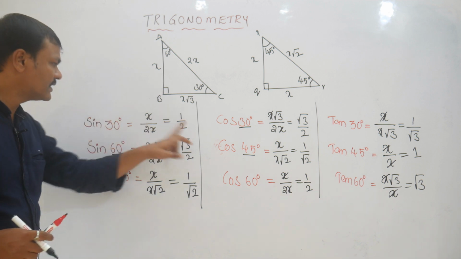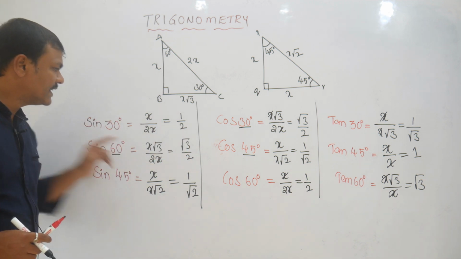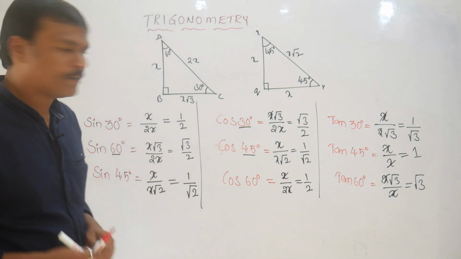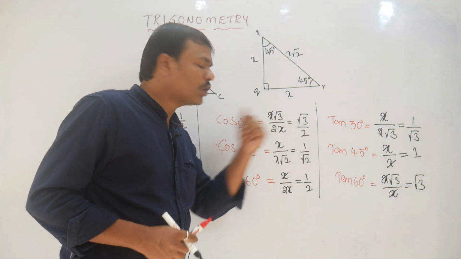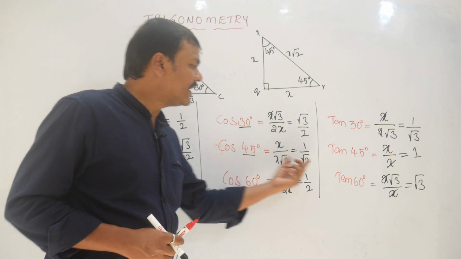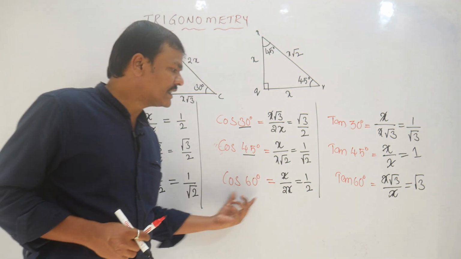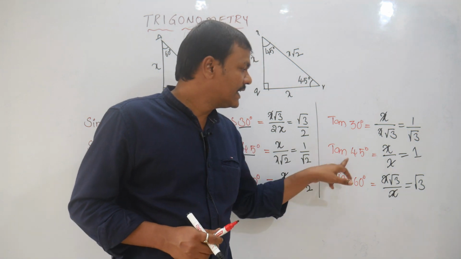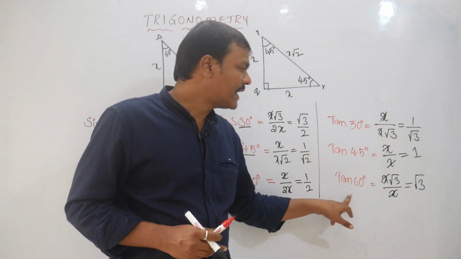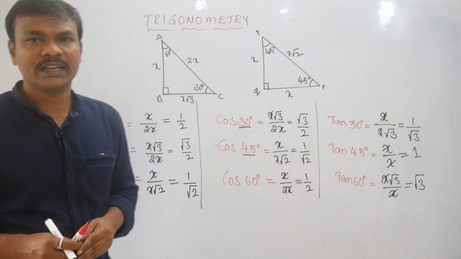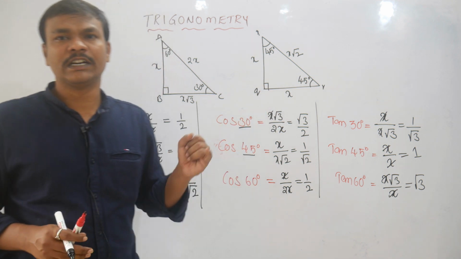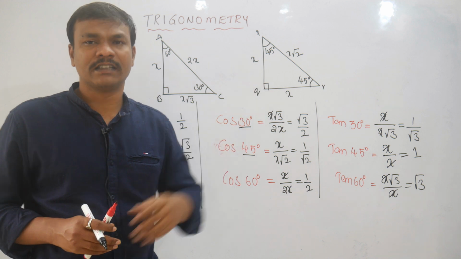Sin 30 degrees is 1 by 2. Sin 60 degrees is root 3 by 2. Sin 45 degrees is 1 by root 2. Cos 30 degrees is root 3 by 2. Cos 45 is 1 by root 2. Cos 60 is 1 by 2. Tan 30 is 1 by root 3. Tan 45 is 1. Tan 60 is root 3. Right? These are the sin, cos, tan values of 30, 45, 60 degrees angles.